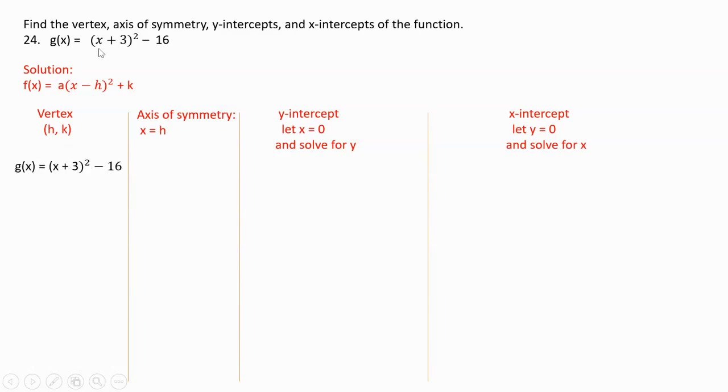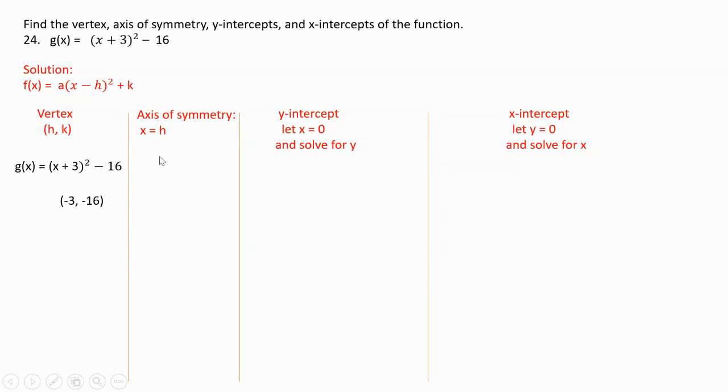So my vertex, if you notice, the number here is positive 3. So if my h is the opposite, it's going to be negative 3, negative 16. This is my vertex. It's always the opposite of what's here in the parentheses, because the formula is x minus h. If it's positive, it's going to be negative 3. If it's negative, it's going to be positive. So this is my vertex, (-3, -16).